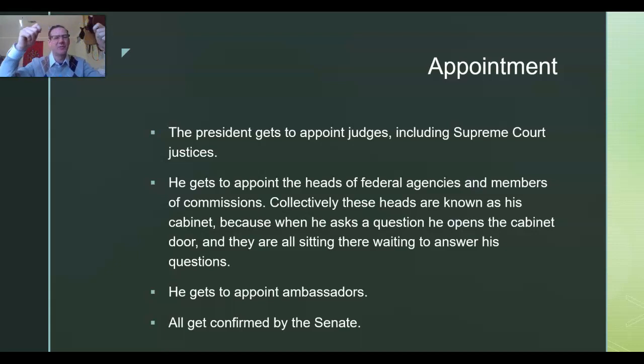So it's like, you open the cabinet, what do you keep in the cabinet? You keep important things you can consult. I need to know something from the Secretary of Education. I need to know something from the Secretary of State. Please tell me this. He has a question. And their function there is to advise him. The king had ministers that advised him as well. It comes from this very similar logic. And then he also gets to appoint ambassadors.